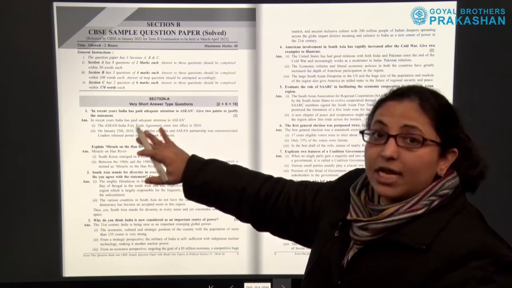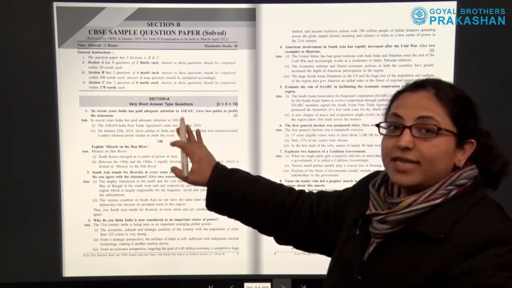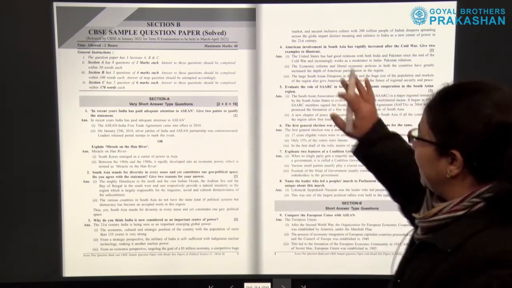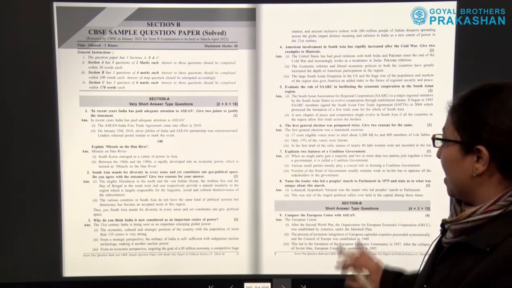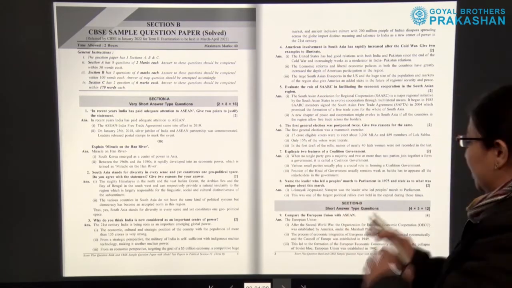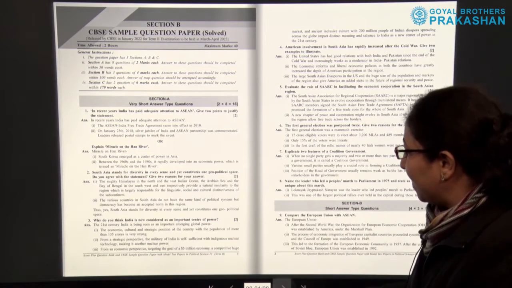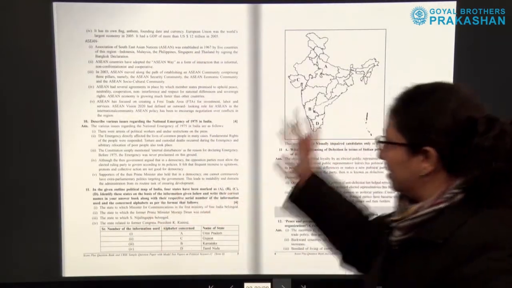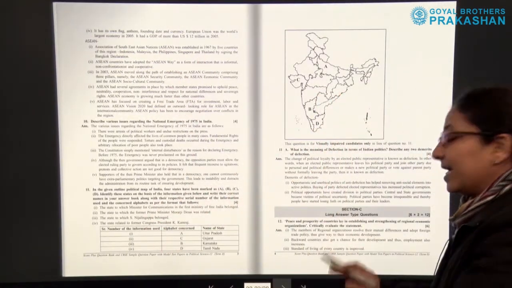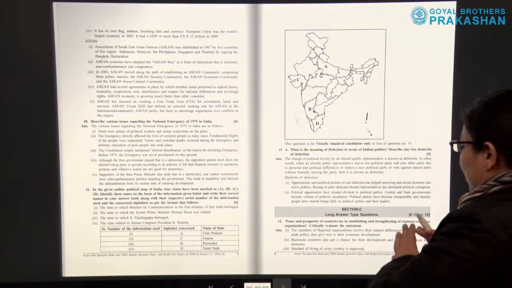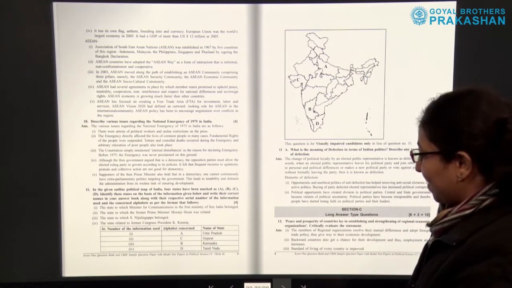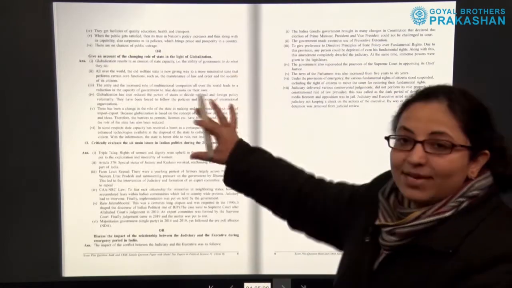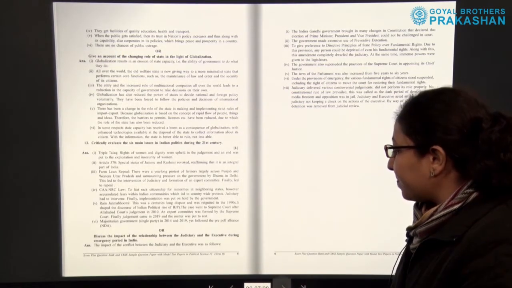You can see in the starting, they have the very short answer type questions, which are 2 marks each. Answers are provided. After that, the short answer type questions, which are 4 marks each. You can see all the answers are provided. And after that, long answer type questions, which are 6 marks each. So this is the CBSE sample question paper.